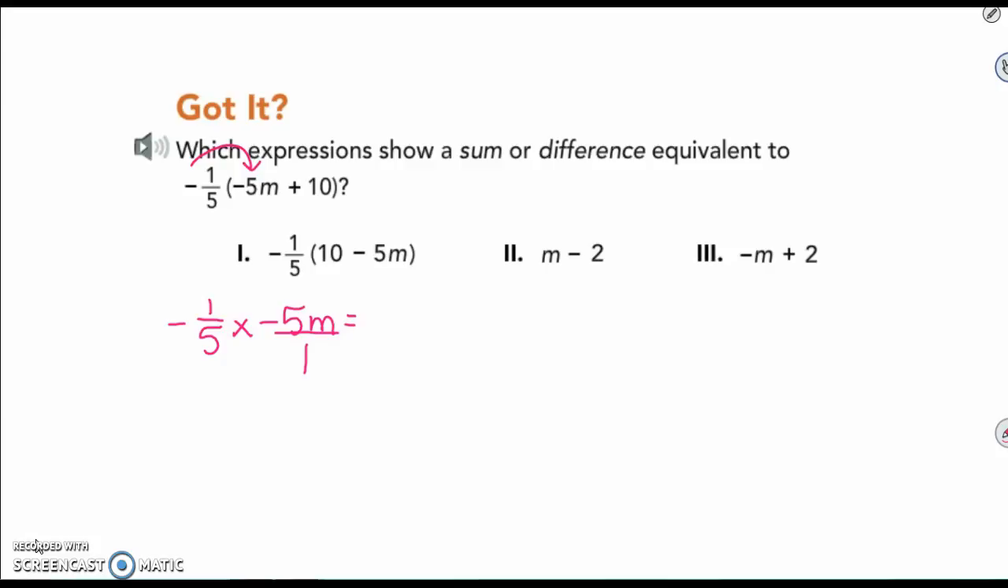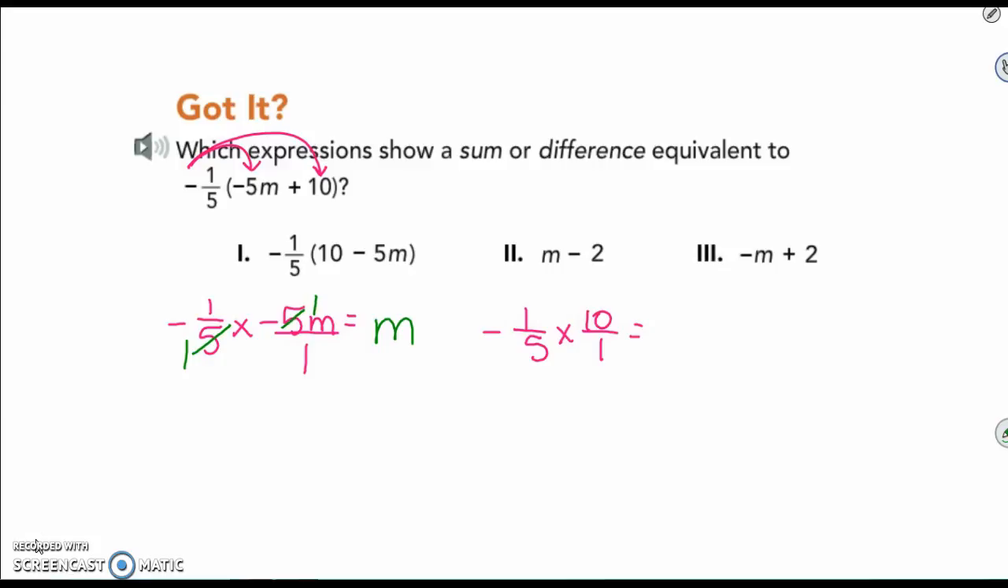Here we see we have a 5 and a 5, so we can cross simplify. 5 and 5 share a common factor of 5, so they simplify to 1. So now we have -1 times -1m, which is positive m. The next part shows that we're multiplying -1/5 times 10 over 1. Again, we can cross simplify.